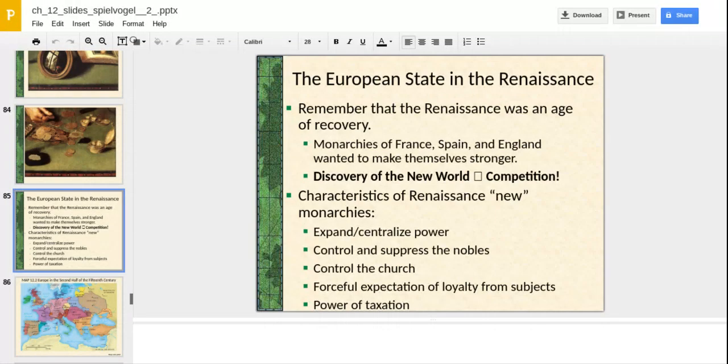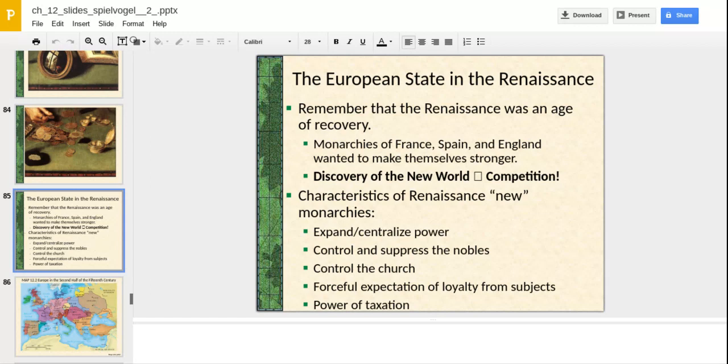Now the Renaissance is, remember, the age of recovery. We're getting over the Black Death, and the monarchies of France, Spain, and England are trying to make themselves stronger. And remember, there's that new world over there. Discovery of the new world leads to competition. So the characteristics of the Renaissance give rise to something called new monarchies.